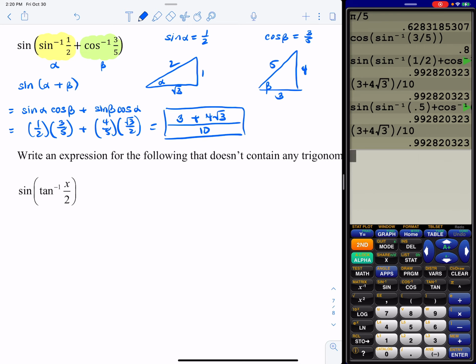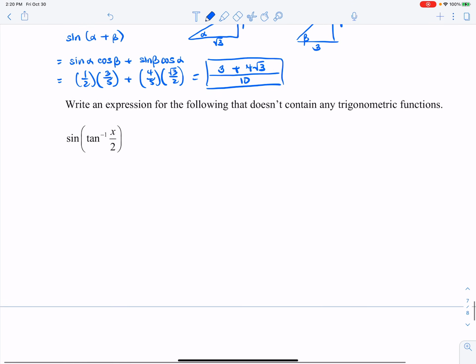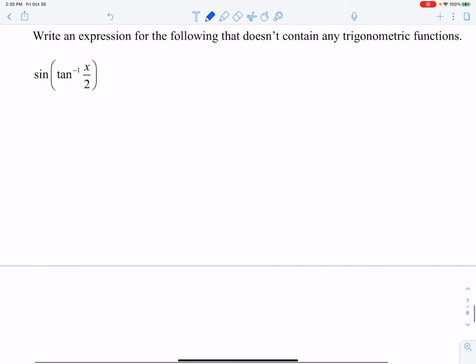Now let's look at an expression. So keep in mind the directions here. We want to avoid having a trigonometric function in the answer. So you're probably thinking, how is that going to work? Well, let's just follow along with it. So again, inverse tangent of something is an angle. So I'm going to call this alpha. So we know that this means that tangent of alpha is x/2, and our goal is to find sine of alpha. So we can pick it apart that way.